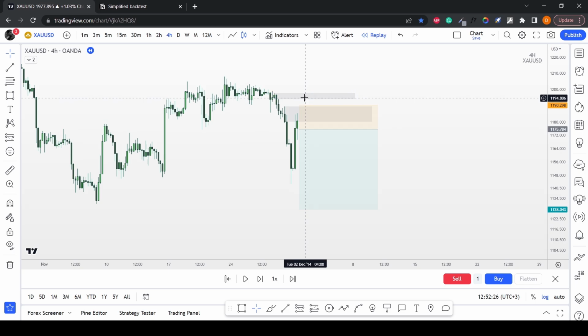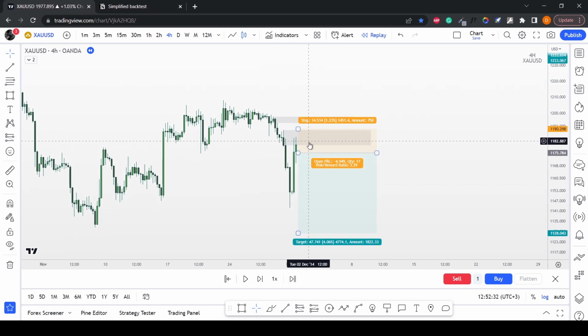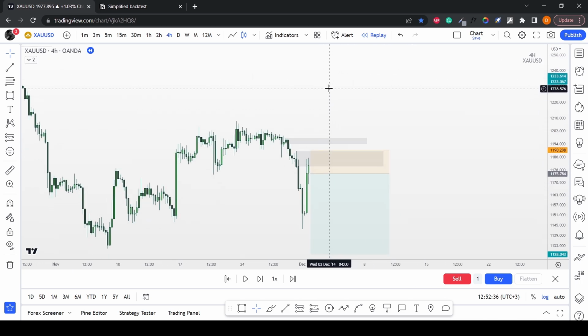So maximum I will have 2 losses in this range, and then after these 2 losses, probably we will create a new break to the upside, and then I will enter again with the new ranges.